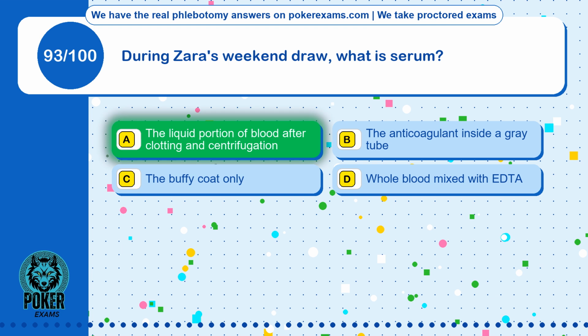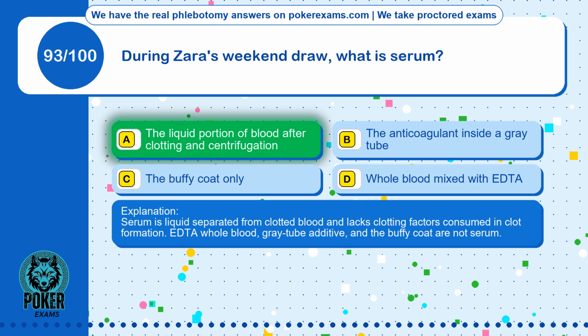The correct answer is option A. The liquid portion of blood after clotting and centrifugation. Serum is liquid separated from clotted blood and lacks clotting factors consumed in clot formation. EDTA whole blood, gray tube additive, and the buffy coat are not serum.